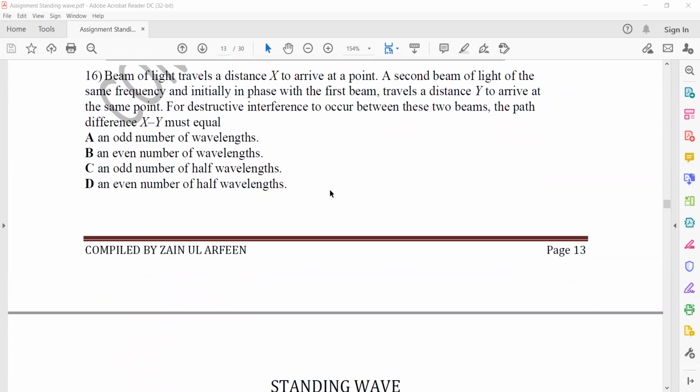A beam of light travels a distance x to arrive at a point. A second beam of light of the same frequency, initially in phase with the first beam, travels a distance y to arrive at the same point. For a destructive interference to occur between the two beams, the path difference x minus y must equal to, so the path difference, because we want a destructive interference.